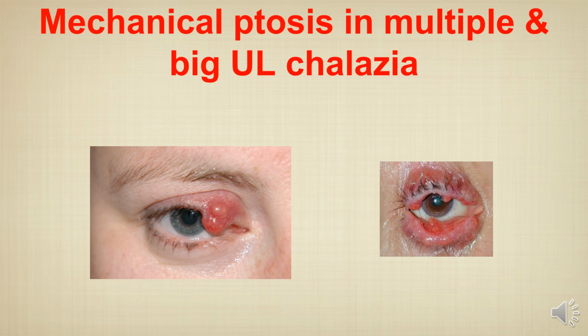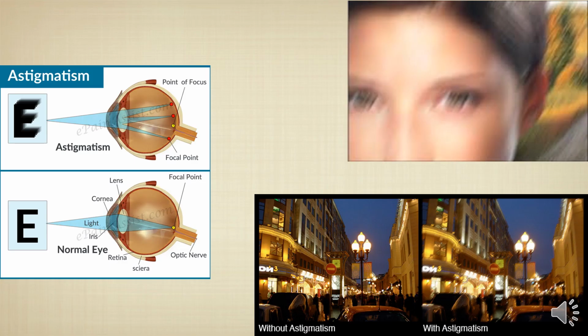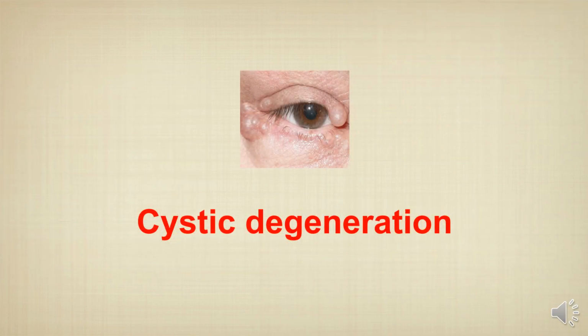Chalazion may produce mechanical ptosis if multiple and big like this. Chalazion may cause image distortion if big due to the induced astigmatism. This is the appearance of the image with astigmatism and without astigmatism. Chalazion may undergo cystic degeneration.